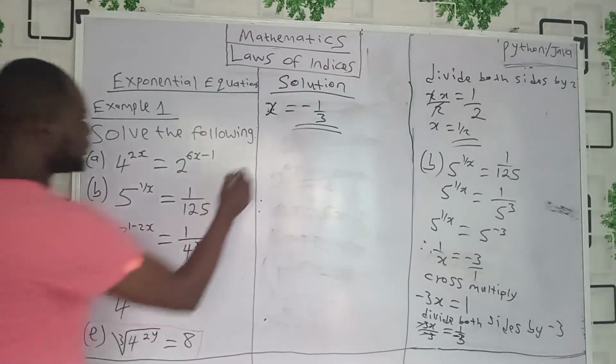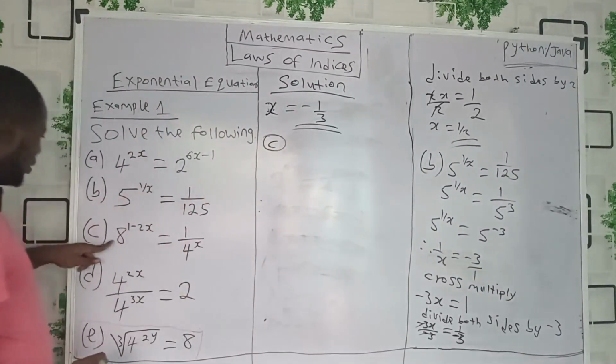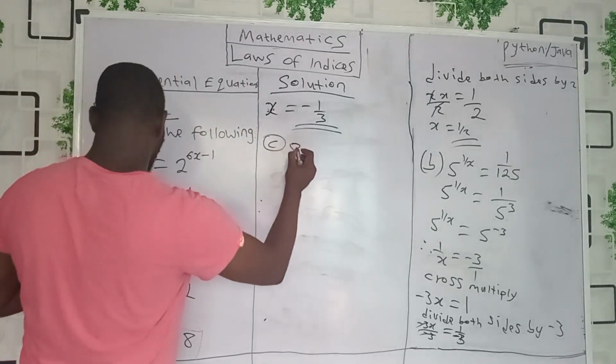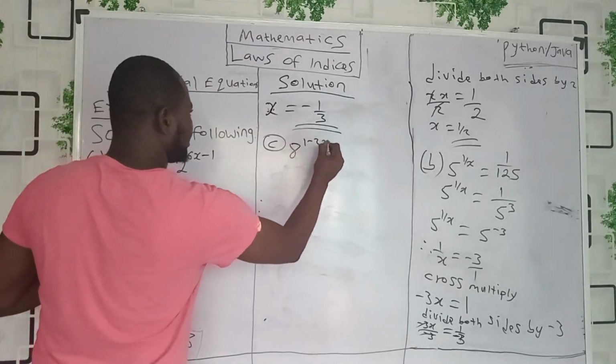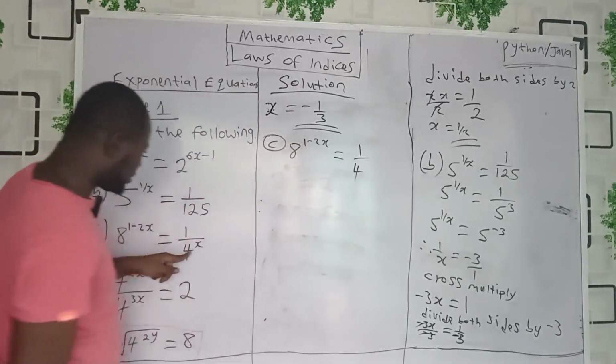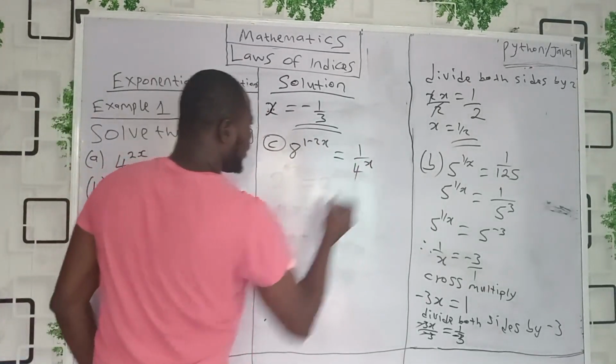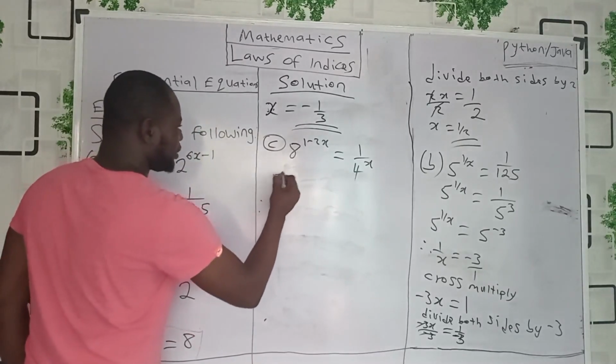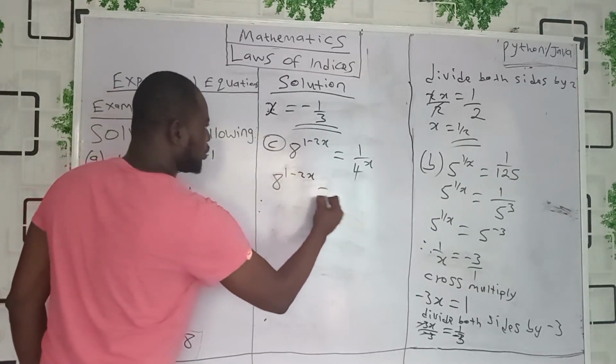Now let's go for C part. Still now, we have what? 8 raised to power 1 minus 2x equal to what? 1 all over 4 raised to power what? x. Now, beautiful. I can write it as 8 raised to power 1 minus 2x equal to what?